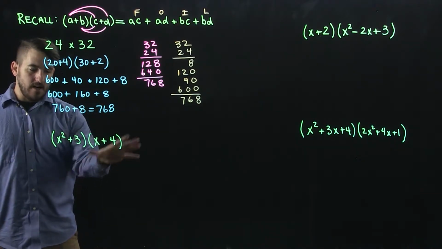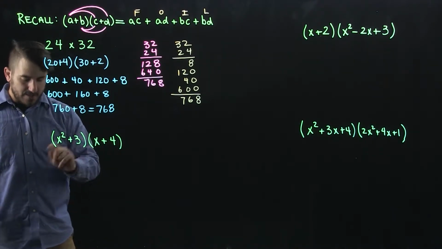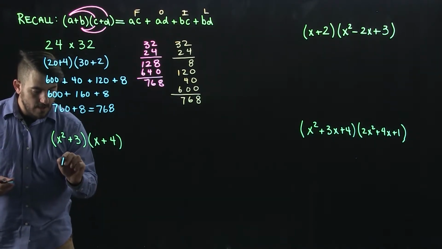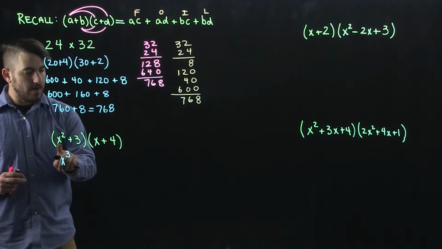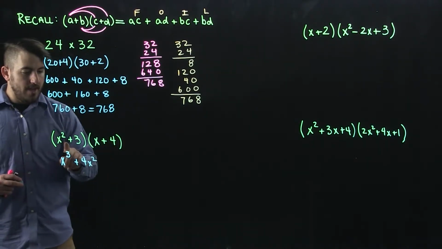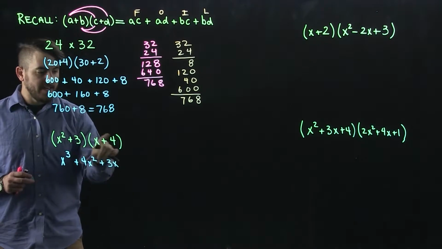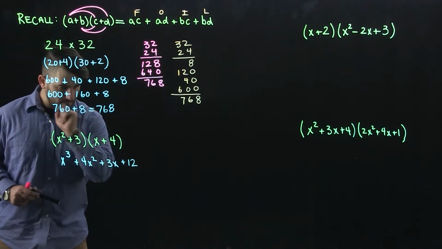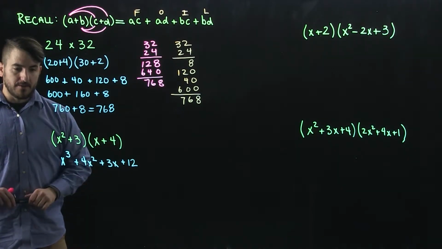Now we want to do the same thing here. We want to distribute this process. So looking at it, we would have the outside, which gives us x squared times x gives us x to the third power. And then we would do x squared times 4, so that's going to be 4x squared. And then we would do 3 times x, so that's plus 3x. And then the 3 times 4, which is 12. And so now, looking at this, we have no like terms. Therefore, this is the final product of the two polynomials.